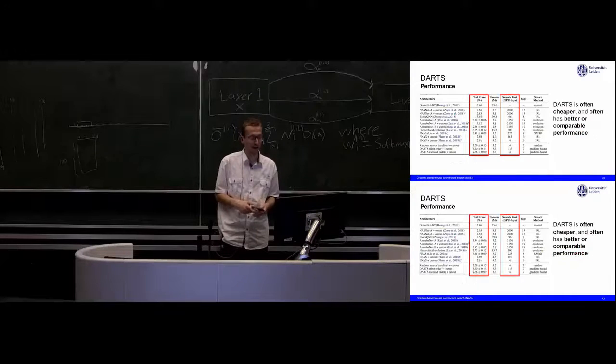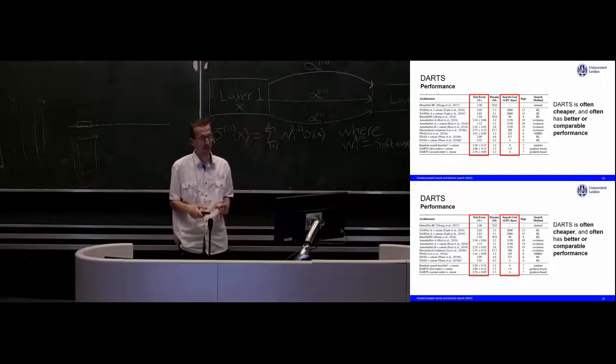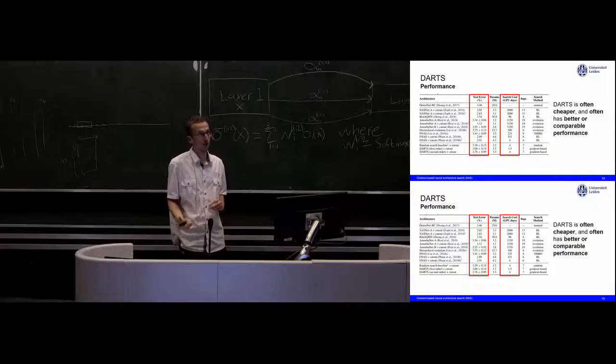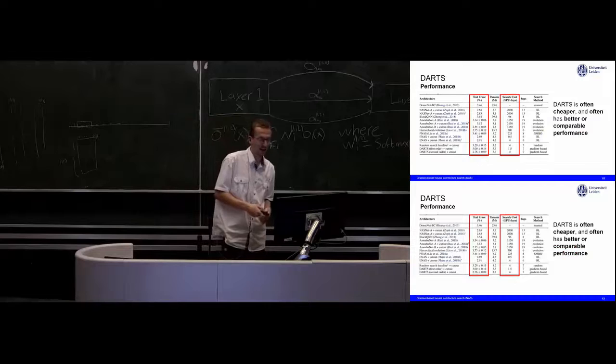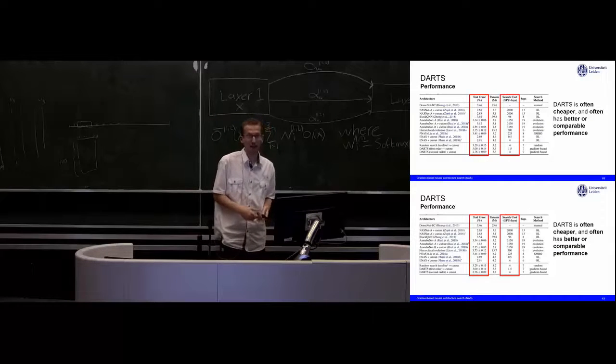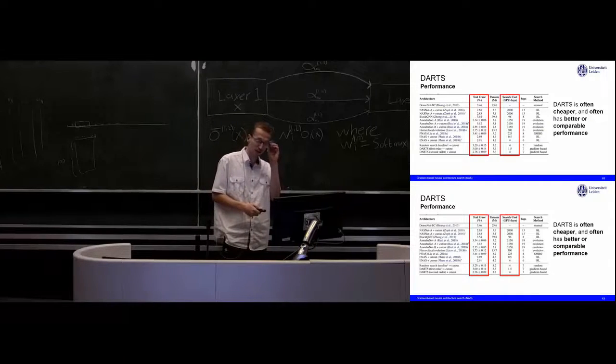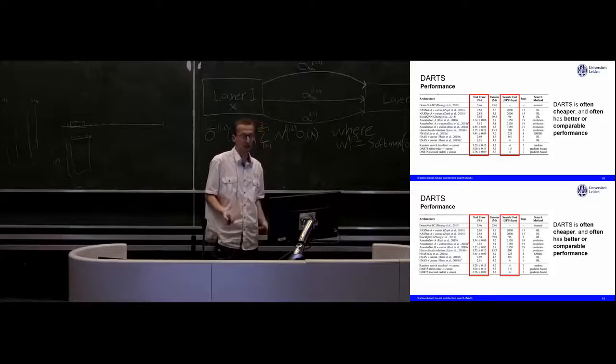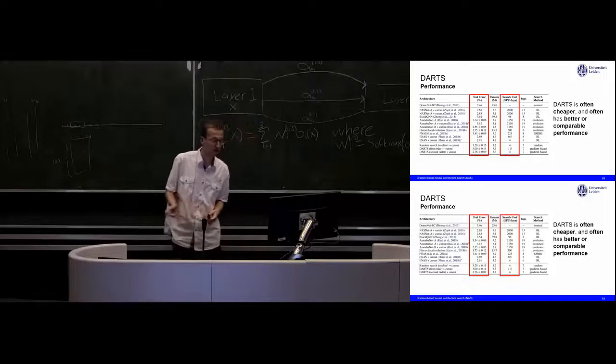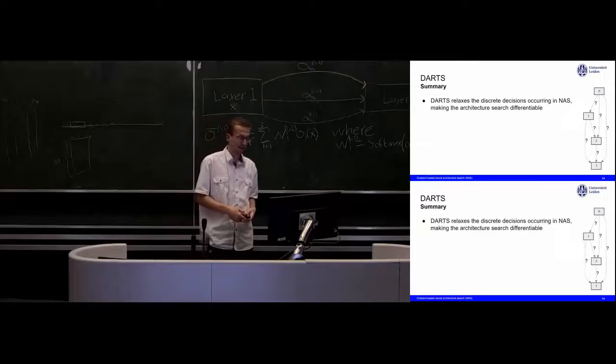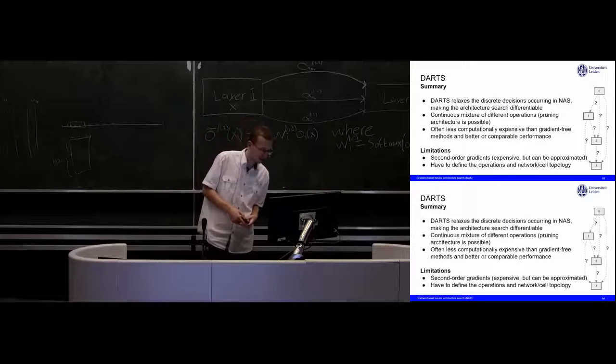All right, and in practice, DARTS is often cheaper and has better or comparable performance to related methods. So comparing it to evolution-based architecture search or reinforcement learning architecture search, the search cost in terms of GPU days is often quite a bit better, while the test error is also often better or comparable. So in summary, this I will skip.